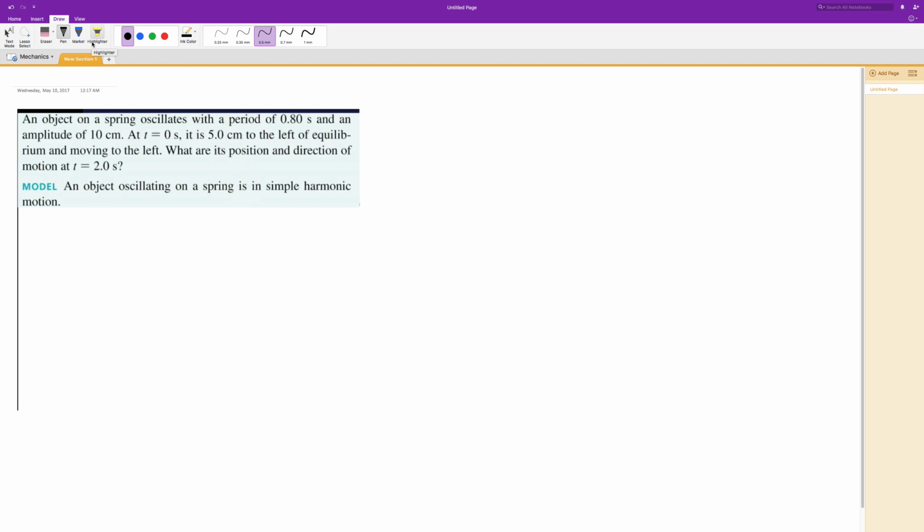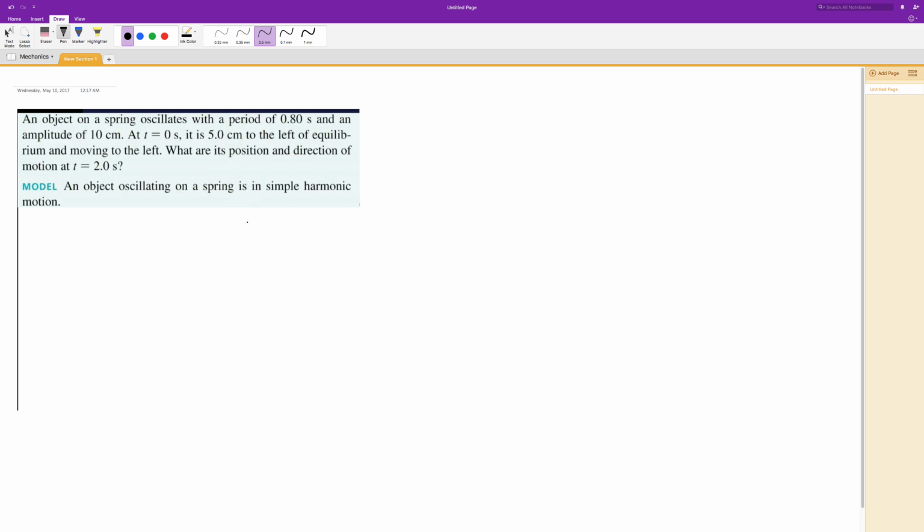We have the question right here. The question is asking: an object on a spring oscillates with a period of 0.8 second and an amplitude of 10 centimeter. At t equal to 0 second, it is 5 centimeter to the left of equilibrium and moving to the left. What are its position and direction of motion at t equal to 2 seconds? So let's see how we can do this.